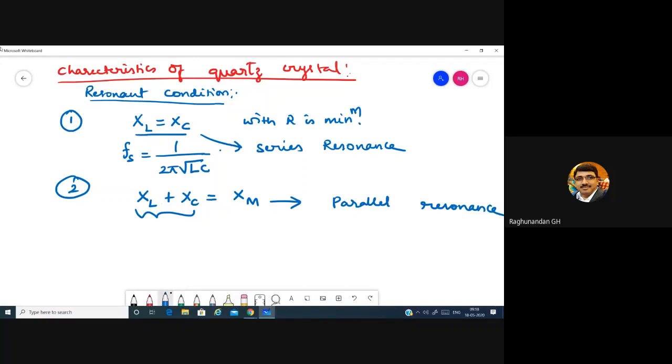Okay, when XL is equal to XC, series resonance. When XL plus XC is equal to XM, parallel resonance. These are the two resonance conditions.